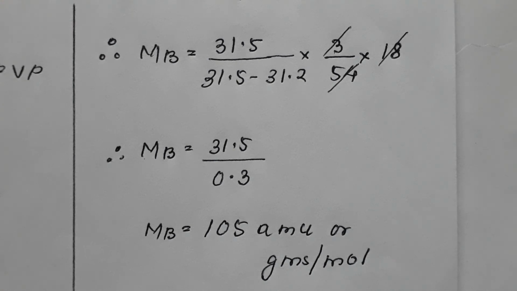So I have dealt with two numericals, using which we can understand how we can utilize the relative lowering of vapor pressure to calculate the molecular weight of unknown solute. The molecular weight of unknown solute can be calculated using the formula based on relative lowering of vapor pressure.